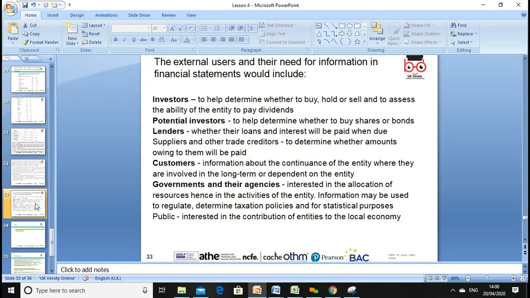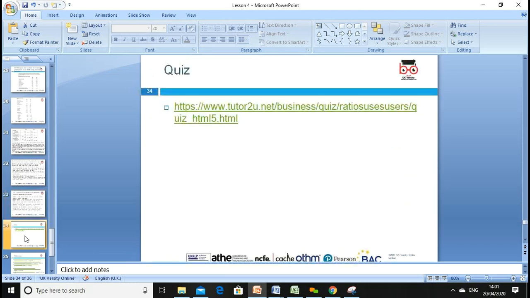We can look at what the objective of the financial statement was, and the objective of the external user. We can look at different users, who can make different decisions based on these ratios. If anybody has any question?